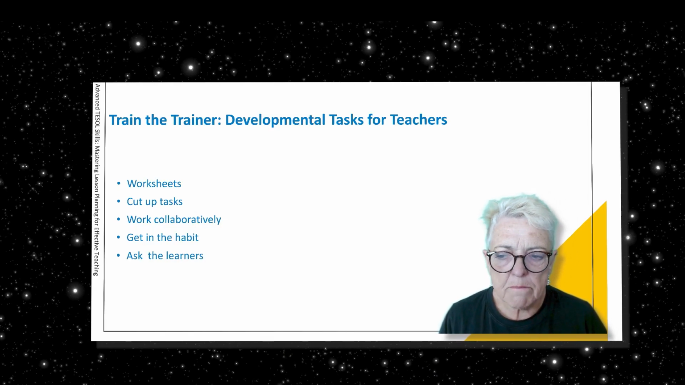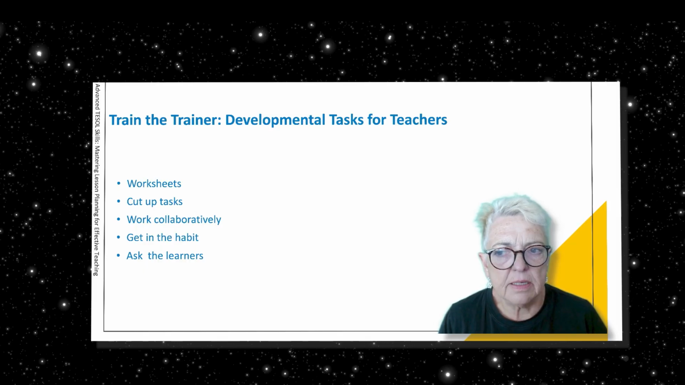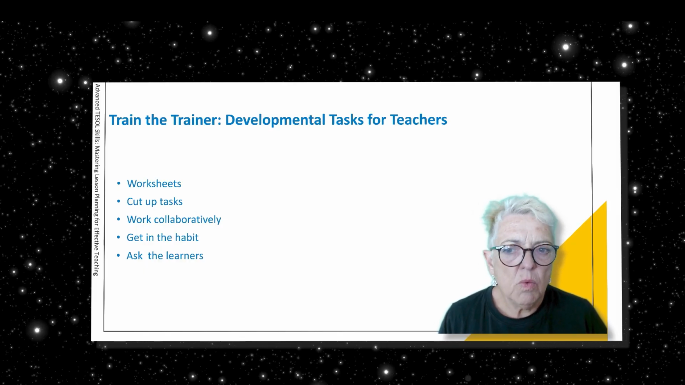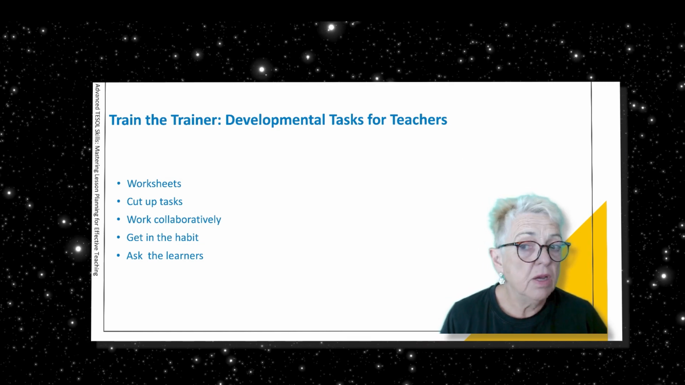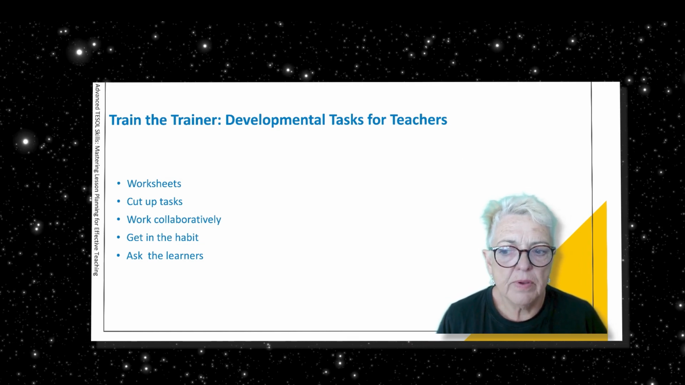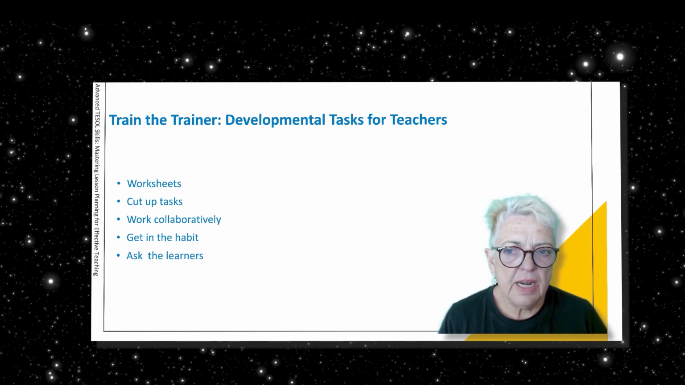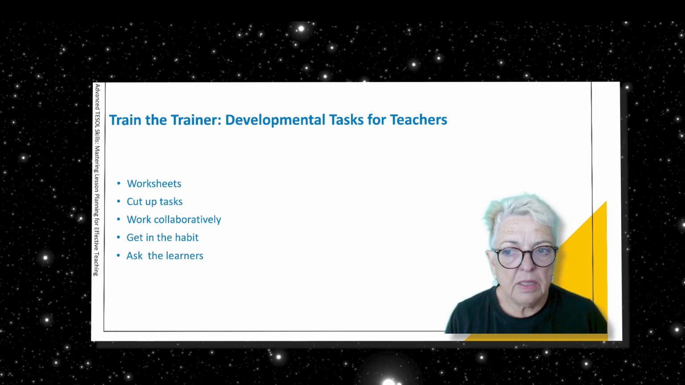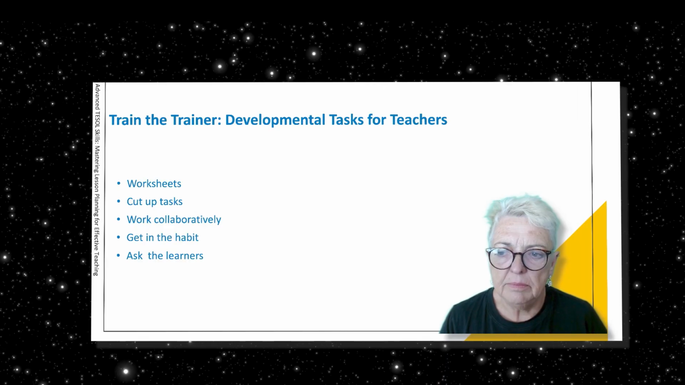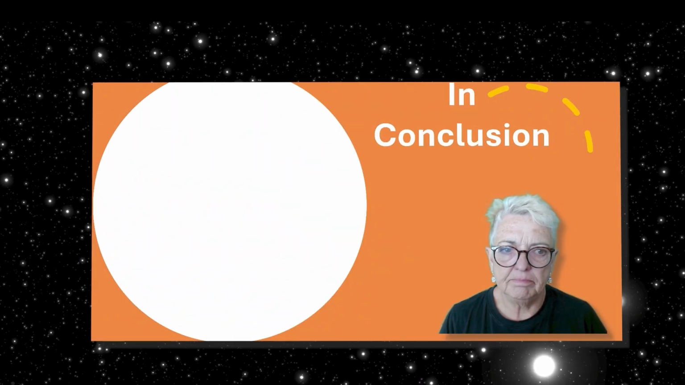Ask the learners at the end of the lesson. We don't do this enough. What did you learn in this lesson? You can even be quite explicit. What do you think this lesson was about? If they are not clear, then there's a very good chance that the lesson wasn't clear, that the aim wasn't clear.